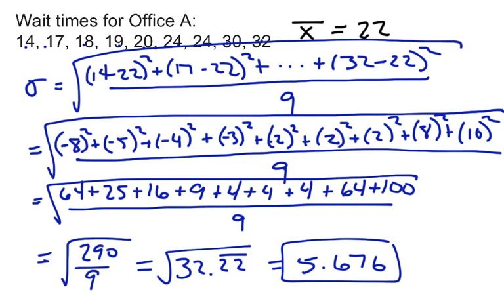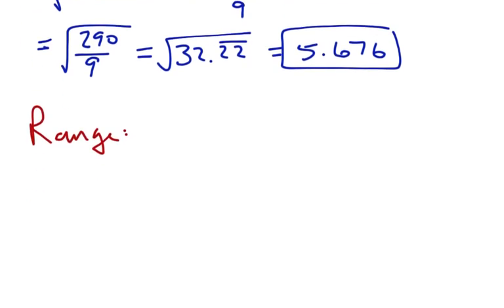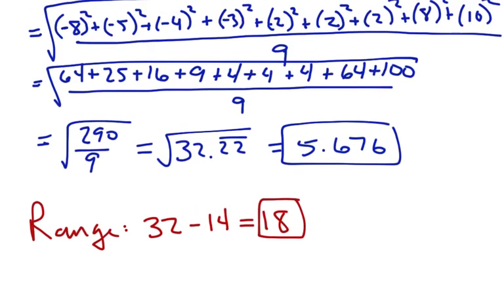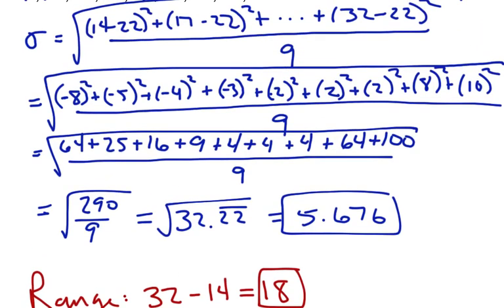We see that our data goes from 14 up to 32. So all we do is take that 32 minus 14, and we'll get a range of 18. There we go. That's how you're going to find range and the standard deviation.